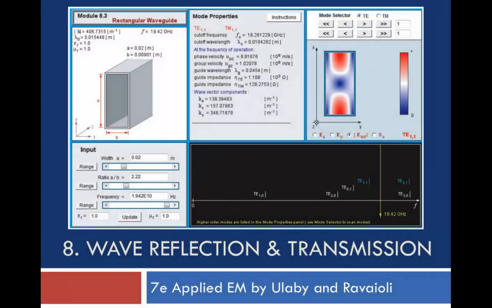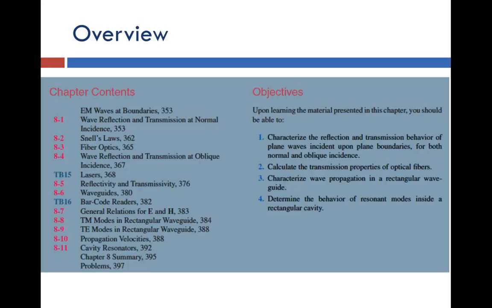All right, the purpose of this lecture is to reiterate what we've previously discussed on wave reflection and transmission, as well as look at a couple of examples and add some new material. So once again, this is the overview of Chapter 8 and some of the things that will be discussed in Chapter 8, and the goal for this lecture is to get through wave reflection and transmission at normal incidence.